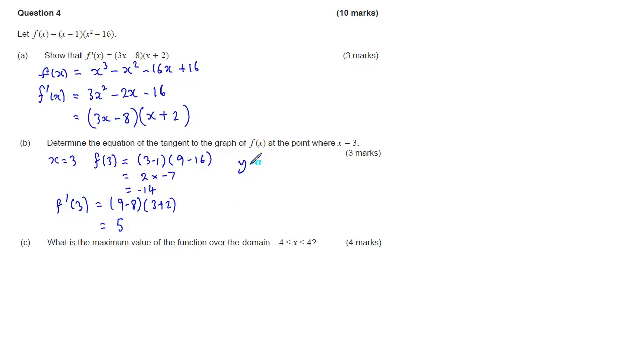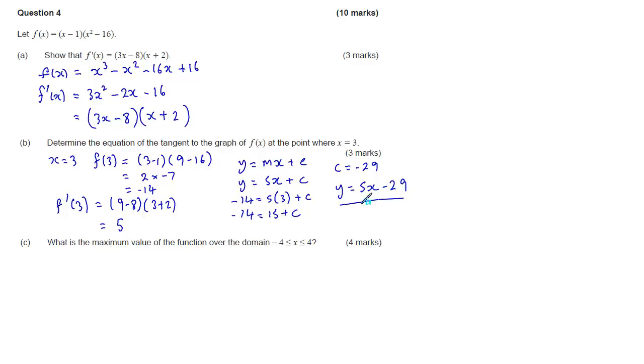So we could use y equals mx plus c because we know the tangent is a straight line. And so y is equal to 5x plus a constant, but we know x and y. So negative 14 is equal to 5 times 3 plus a constant. Negative 14 is equal to 15 plus the constant. So the constant must be negative 29. So y is equal to 5x take away 29.